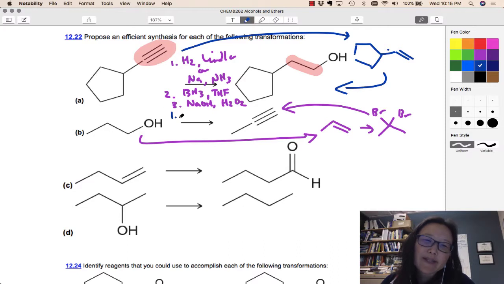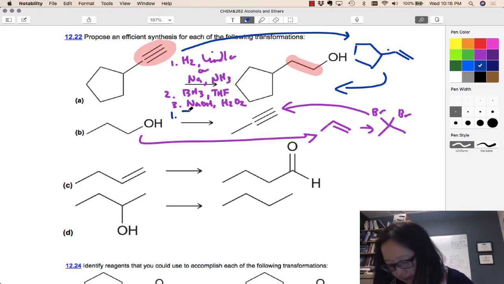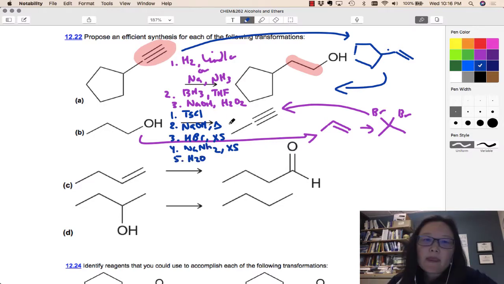So maybe I'll use tosyl chloride to make this a good leaving group, and then I'll eliminate using NaOH and heat. And then once I do that, I can use HBr excess, or I can use Br2, and then I can use NaNH2 excess, followed by water to neutralize that, and make sure that this is protonated and neutral.